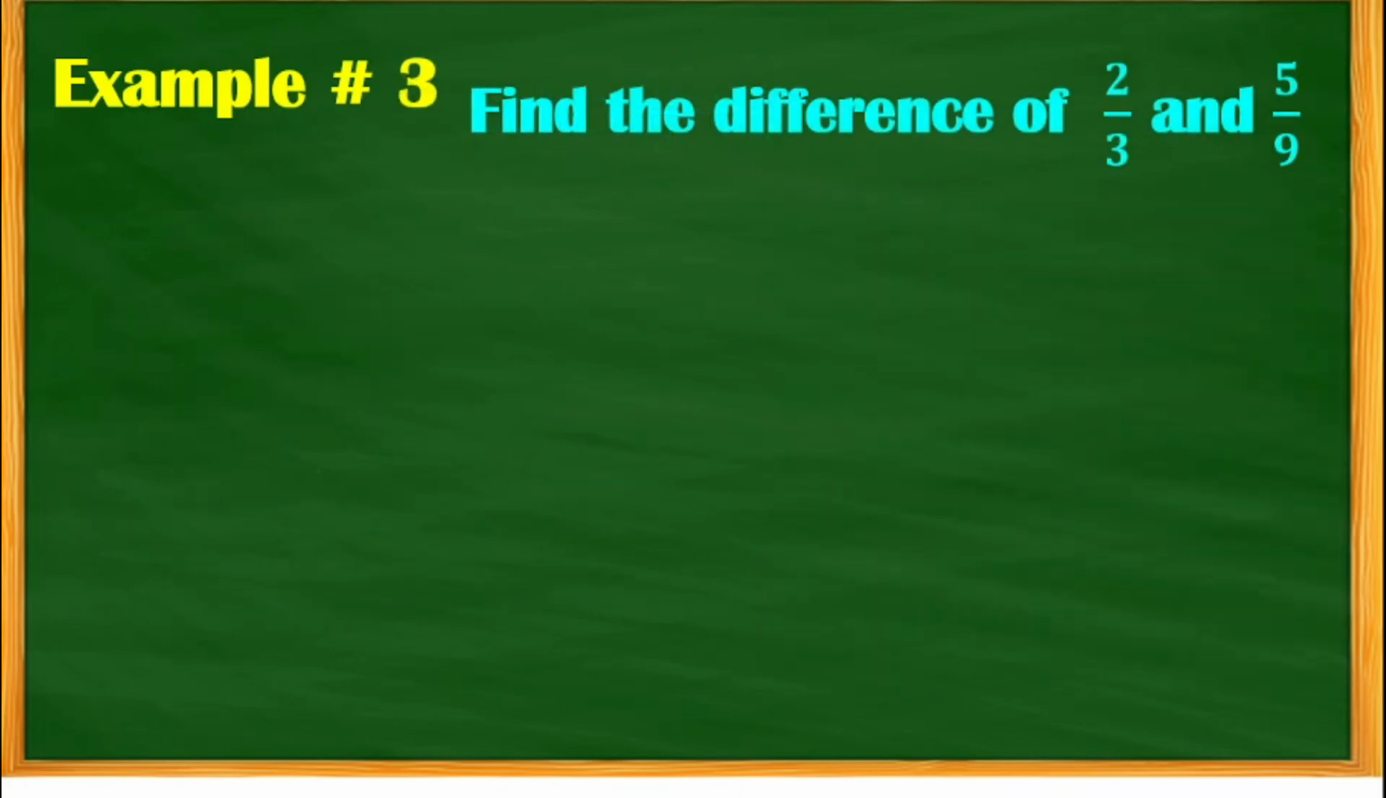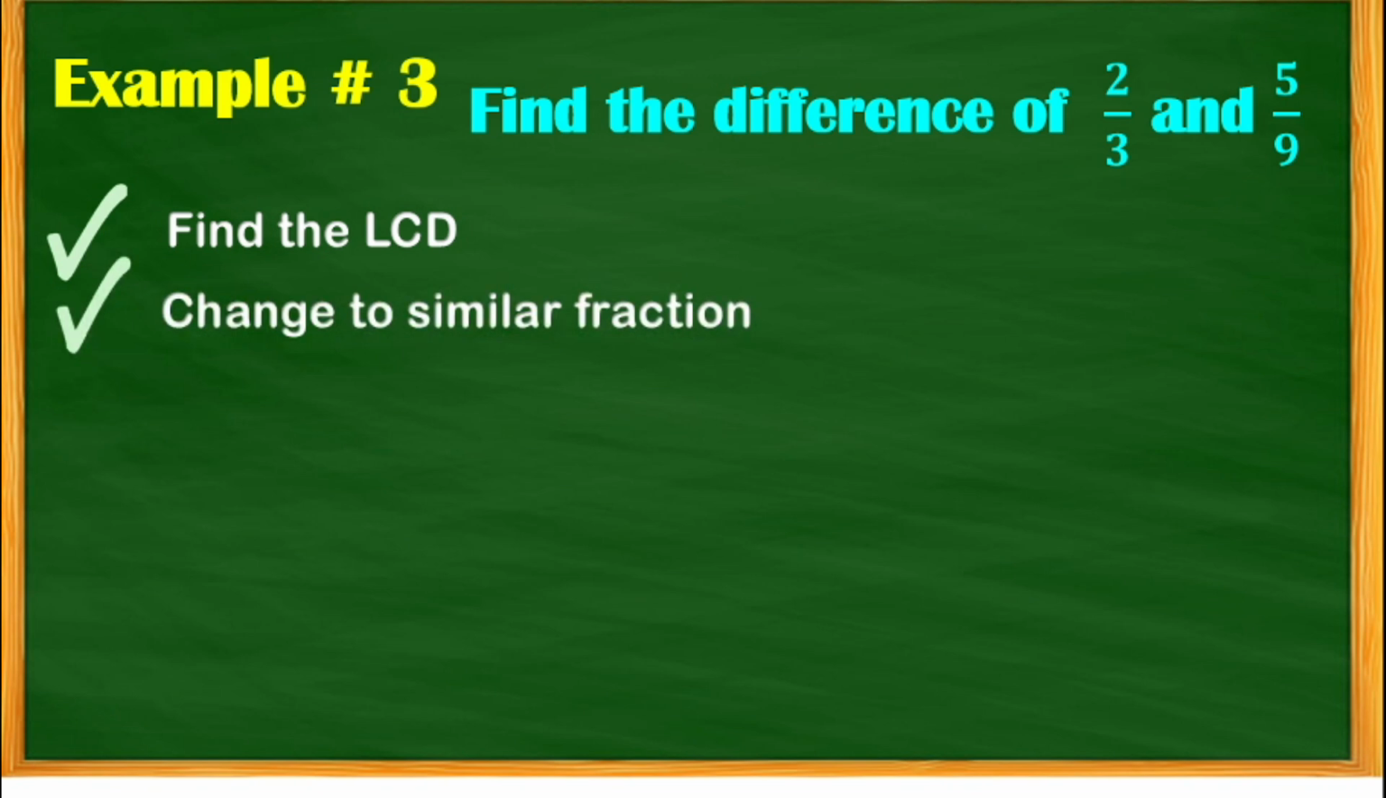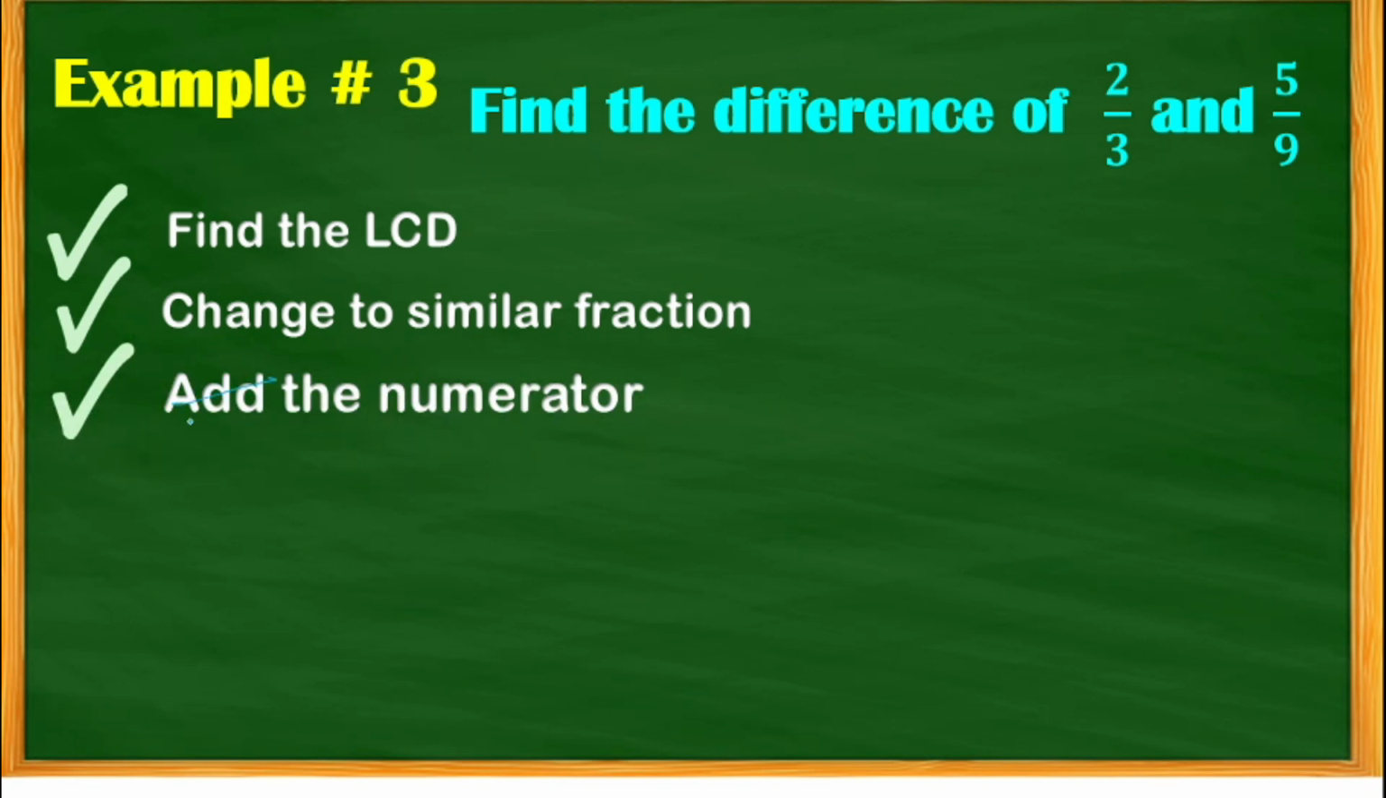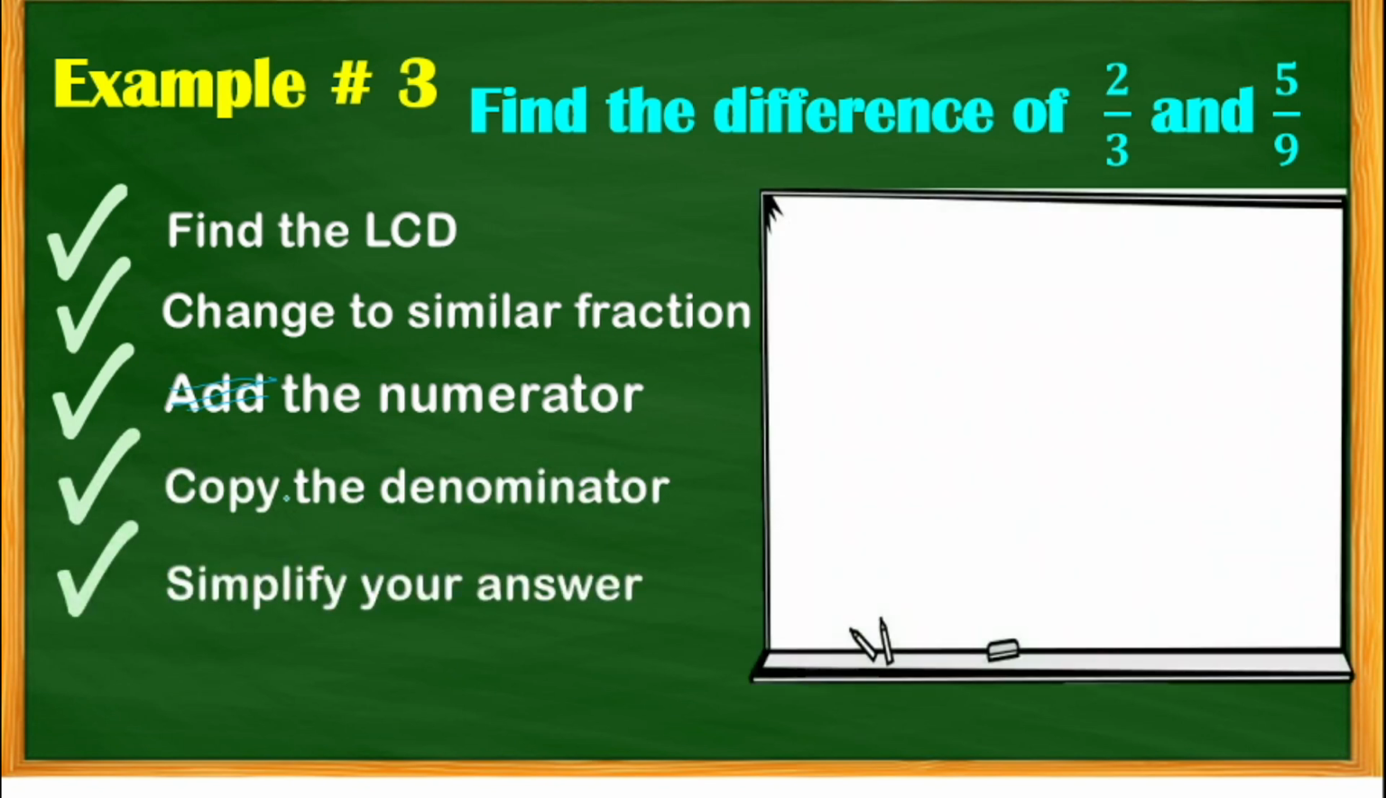Next, example number 3. This time, it involves the difference, so we're going to subtract. Find the LCD, change to similar fractions, then subtract rather than add. Copy the denominator and simplify your answer. Now, let's proceed to our solution. This would be the given, 2/3 subtracted by 5/9.